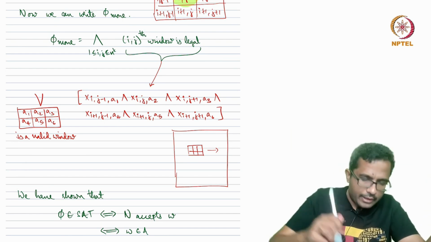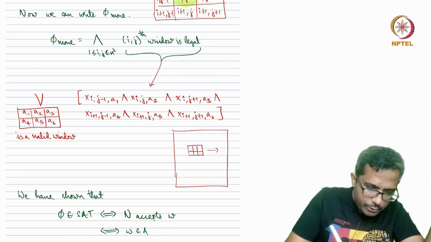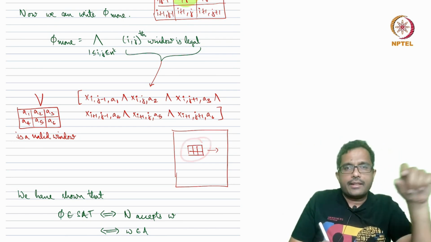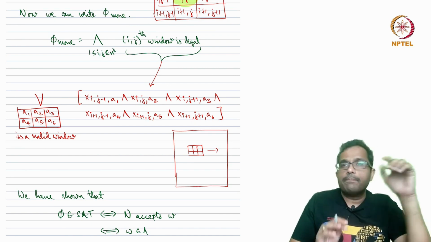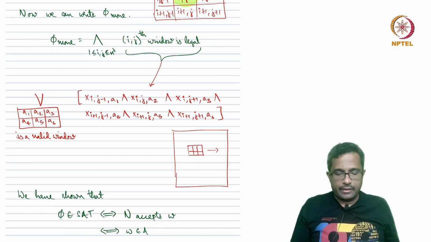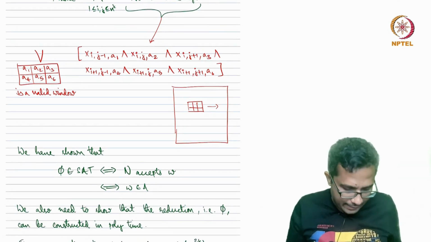So we are going through the list of all valid windows and checking whether this particular window chosen equals any specific valid window, right? So that completes the reduction, so that completes the construction. So first let us see the correctness.